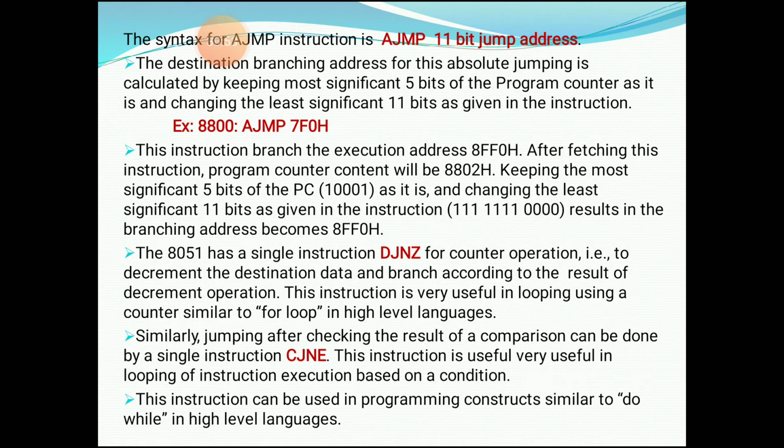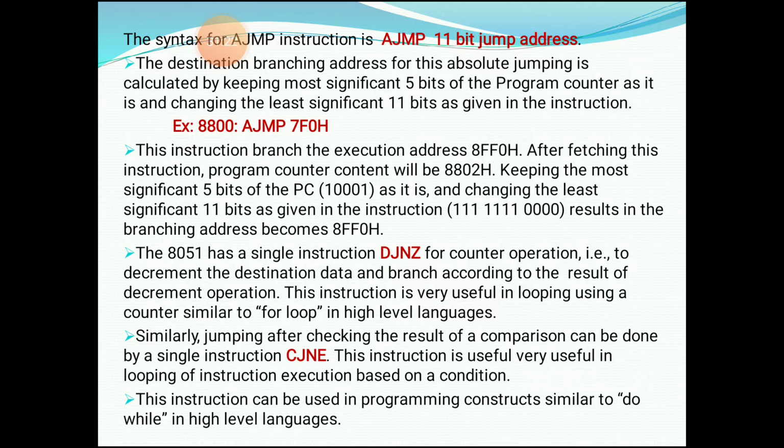Now another example of a branching instruction is AJMP, called absolute jump. AJMP 11-bit address. The destination branching address for this absolute jump is calculated by keeping the most significant 5 bits of the PC, that is, the program counter, as it is, and changing the least significant 11 bits as given in the instruction. Now let us see the example.